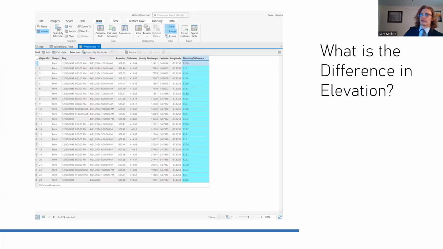And then I wanted to show the attribute table as well because you can see the reservoir and the tailwater. So all the way from 506 to 413.84, and that's the elevation difference itself.